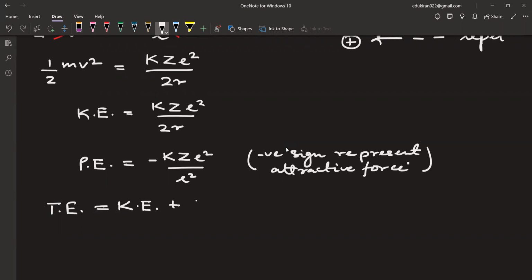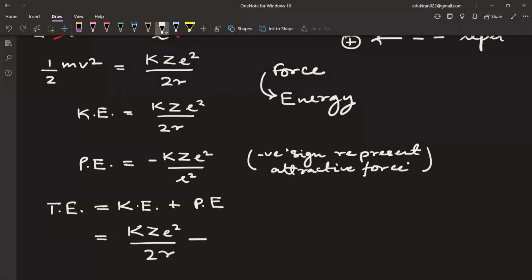kinetic energy plus potential energy. Kinetic energy will be kZe square upon 2r, minus... Sorry, one thing you missed: that was also force, and this is energy, right? Force and this is what? This is energy. So in energy you just have this r, not r square, only r. When you are going from force to energy, it will be minus kZe square upon r. That is the only distance between these two things.